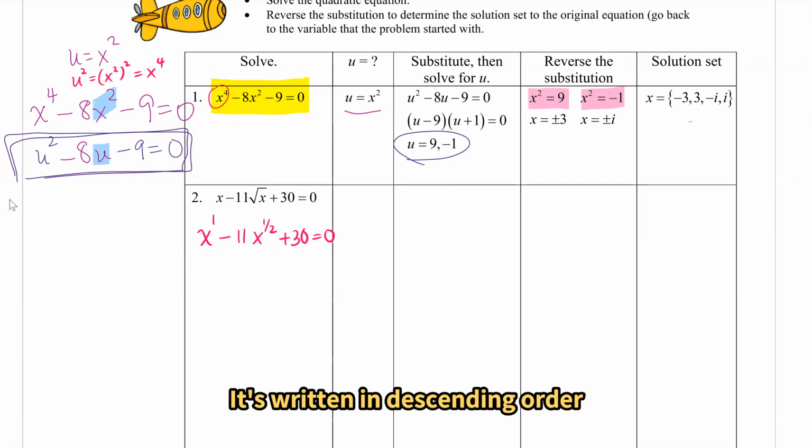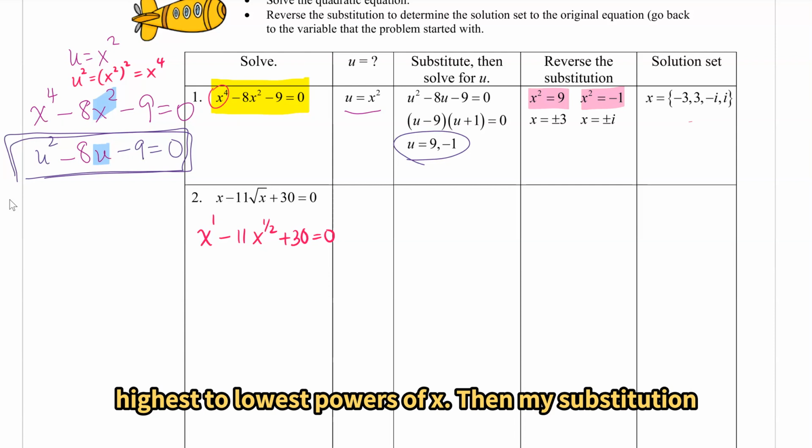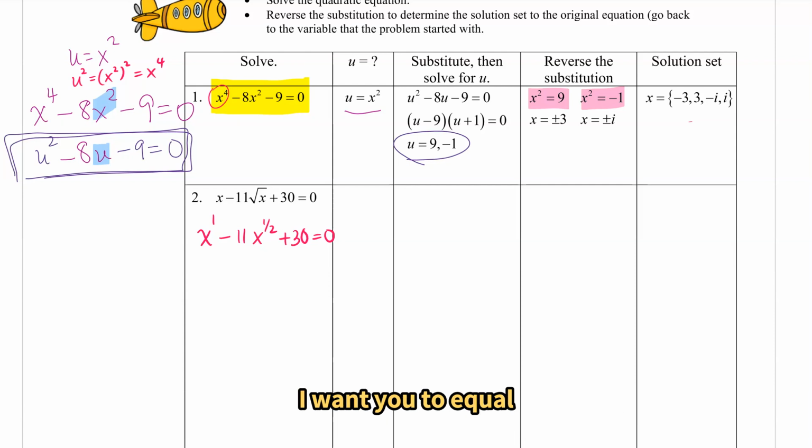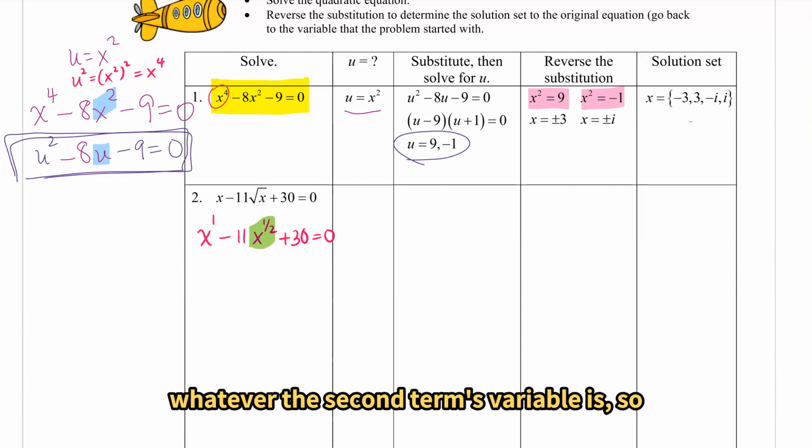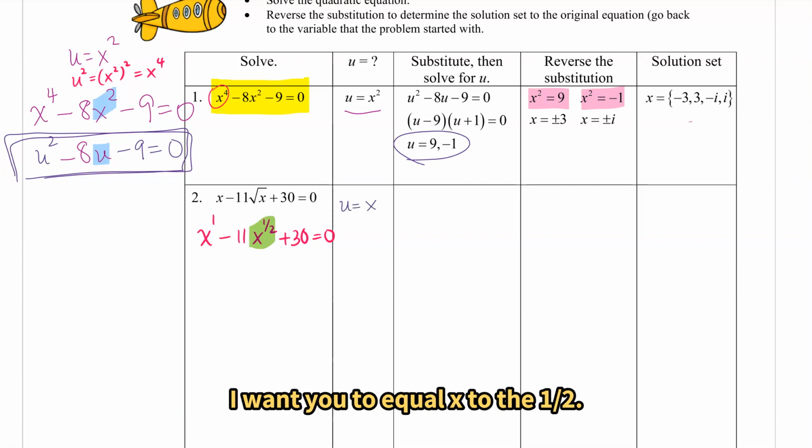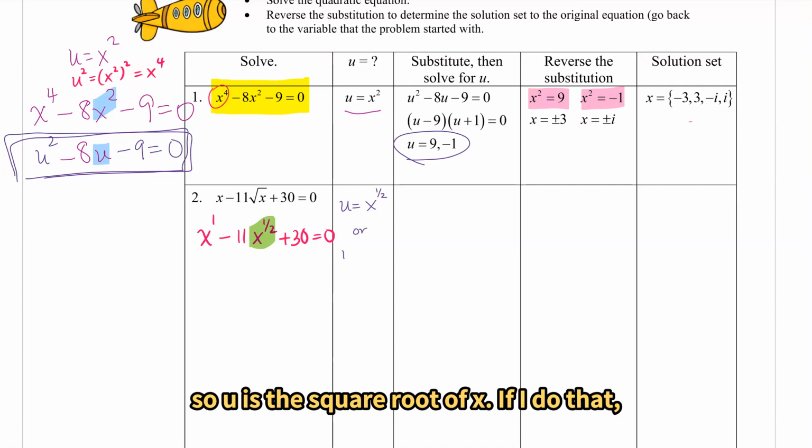It's written in descending order, highest to lowest powers of x. Then my substitution: I want u to equal whatever the second term's variable is. So I want u to equal x to the 1/2, or the square root of x. So u is the square root of x.